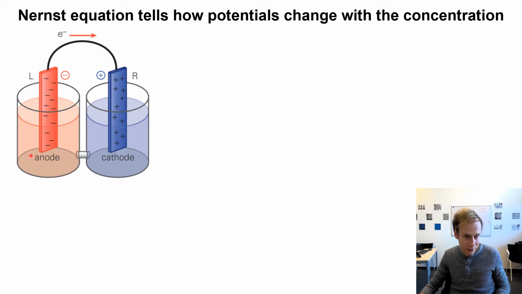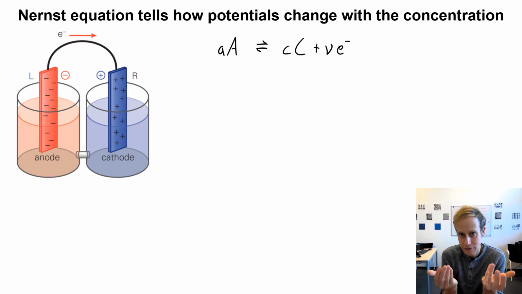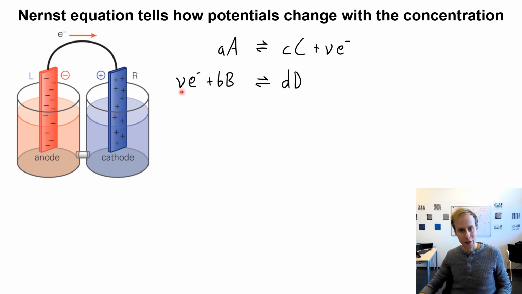Oxidation of a chemical in this solution happens at the anode and is given by this generic oxidation equation, which gives us reactant A being oxidized to form the oxidized version of it, C, and a certain number of moles of electrons will be liberated from this oxidation that then can flow into the cathode where the reduction takes place.